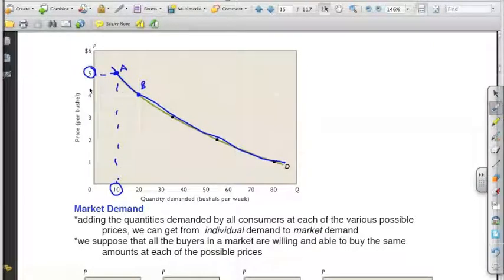Now we come here to B, price decreases to 4. Price on the vertical, quantity demanded on the horizontal. We're here at this decrease from 5 to 4, come over to B. What happens to our quantity demanded? It increases. This inverse relationship.